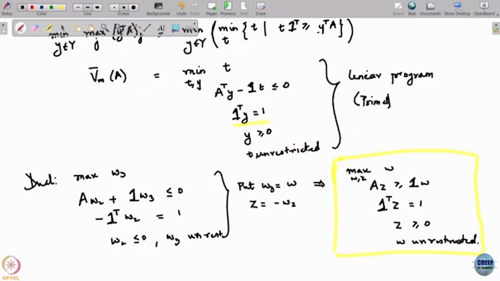Now, here we are doing a maximization of W over variables W and Z. Y was required to be a probability distribution here. Here Z is turning out to be a probability distribution, right? And the T was this T times 1 was greater than or equal to 1 transpose Y, right? And here 1 times W is less than or equal to A times Z. Okay. So, all I have to do now is just interpret this thing, go back and check if this matches with V_M lower bar.